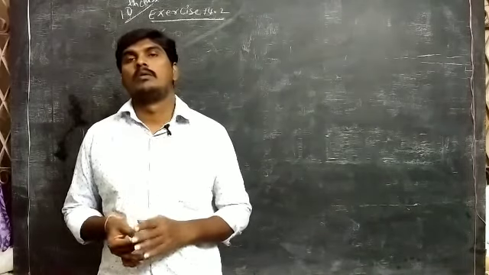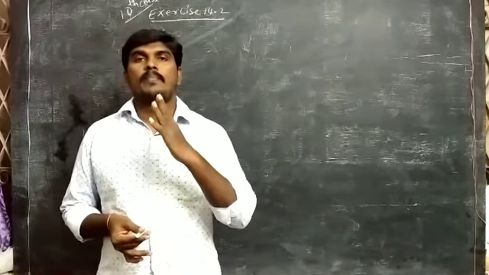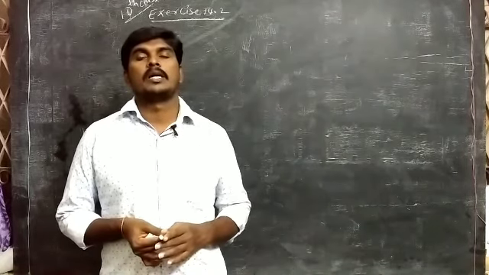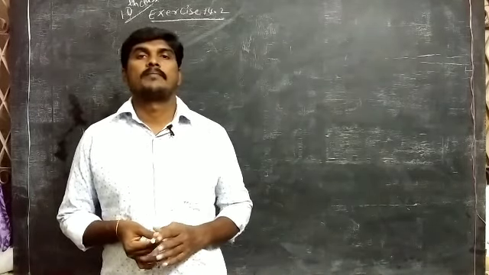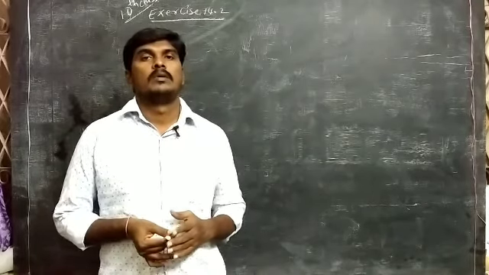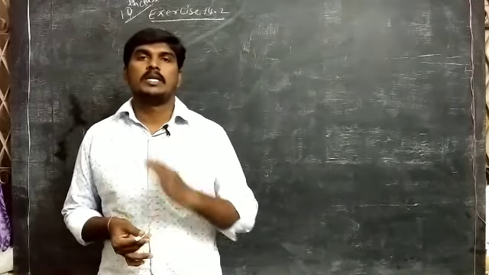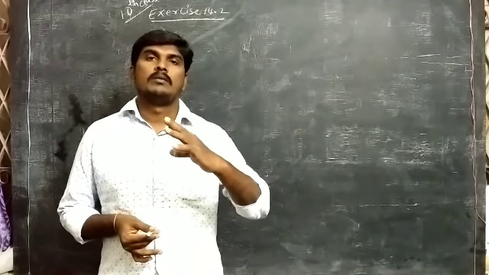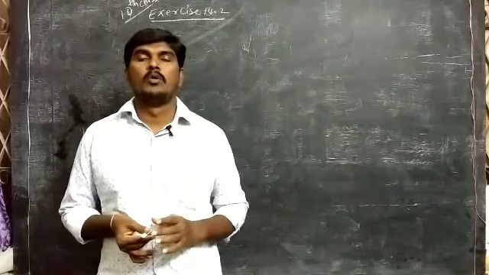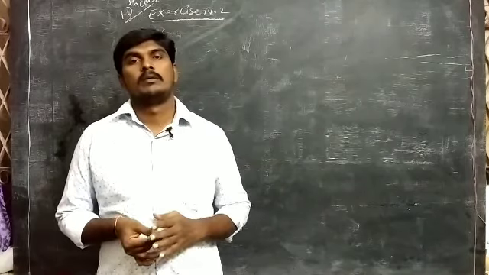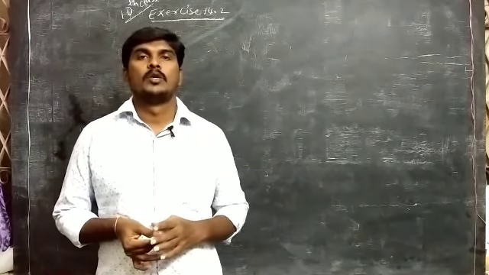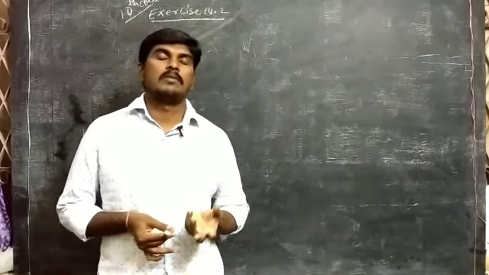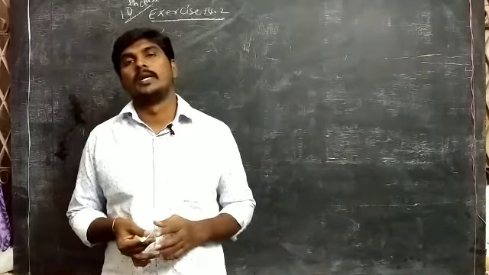About mode, you already know. In the data, the most frequently occurring value is called the mode. Mode is represented by Z. Today I am going to explain how to find the mode for grouped data, not for ungrouped data. Grouped data means the data which has class intervals.